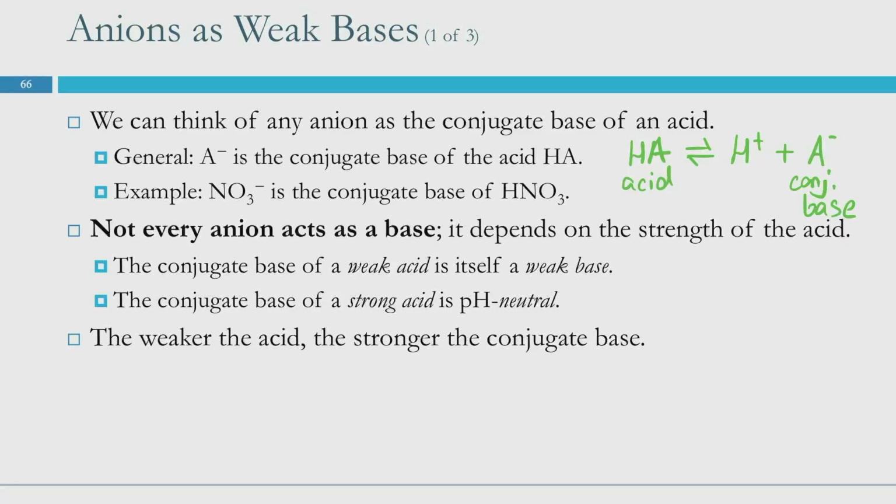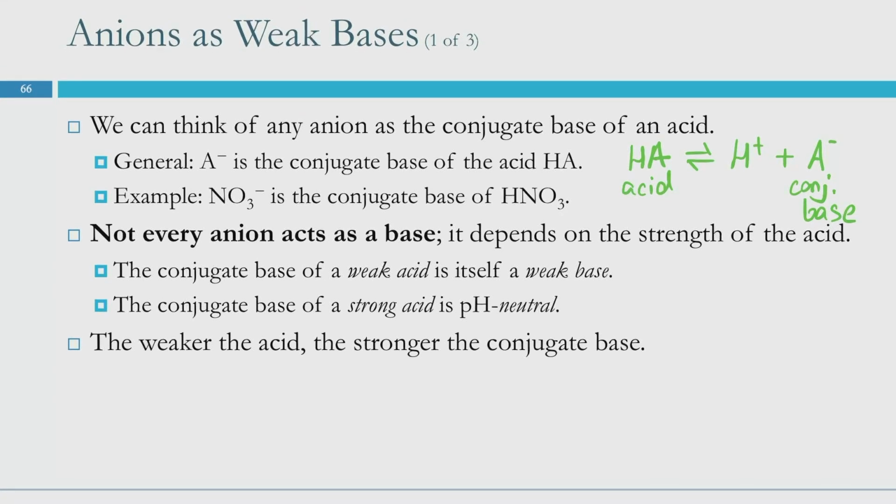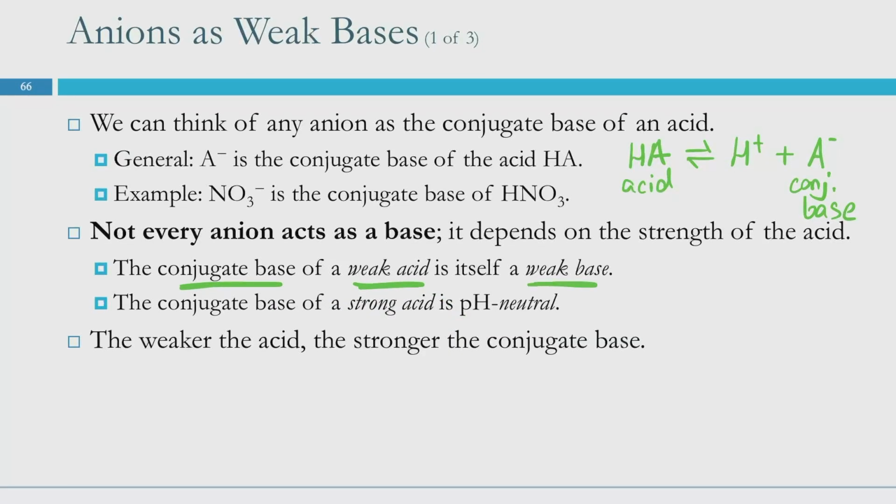But not every anion is going to act like a base. It depends on the strength of the acid. The conjugate base of a weak acid is a weak base. The conjugate base of a strong acid is pH neutral. The reason for this is for the weak acid, we have an equilibrium expression. Some of our conjugate base is going to go back to form the acid. It's going to react with H plus and go back to form the acid.